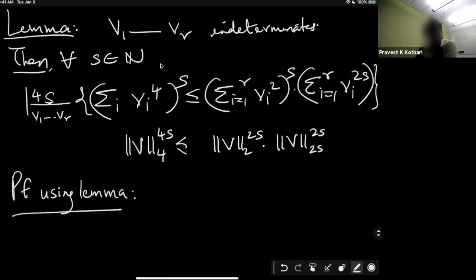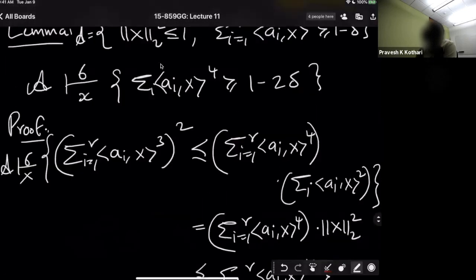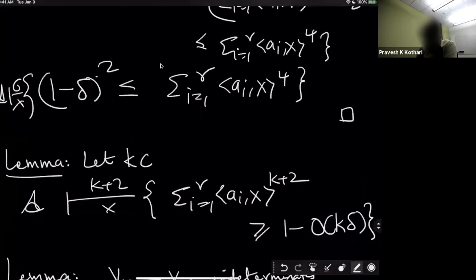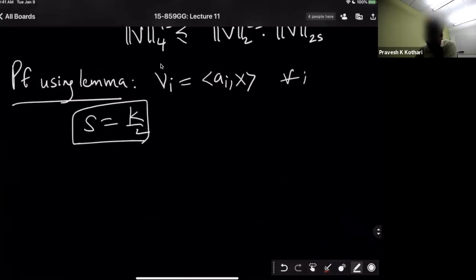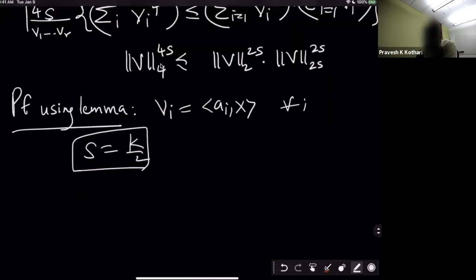I'm going to use the substitution rule that we learned in the calculus of sum of squares proofs and substitute vi equals ai dot x for all i. Now I have a degree 4 and I'll use it with S equals k over 2. So k is an even integer. I should have said it somewhere. So I'm going to invoke this inequality with S equals k over 2 and with substitution vi equals ai dot x.